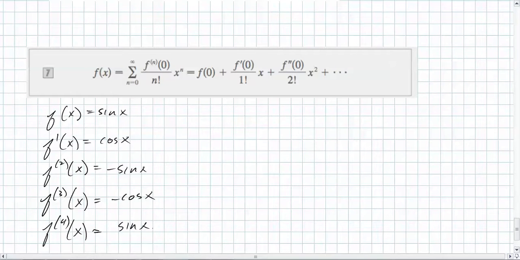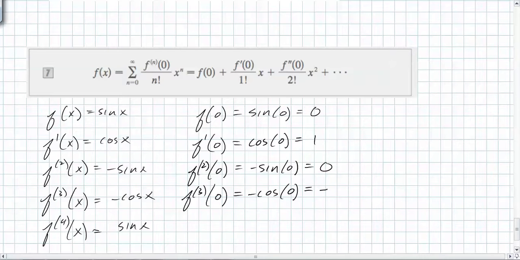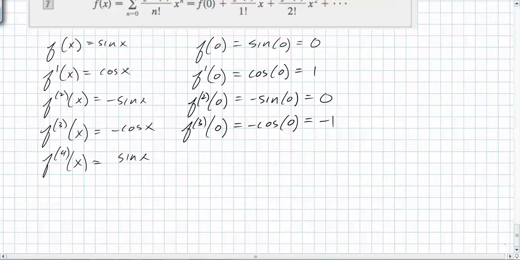But if we wanted to actually write this series out, we first need to know what f of 0 is. That's sine of 0, which is 0, right? So what is f prime of 0? Cosine of 0, which is 1. What about f double prime of 0? It's going to be negative sine of 0, which is 0. And f triple prime of 0 is going to be negative cosine of 0, which is negative 1.